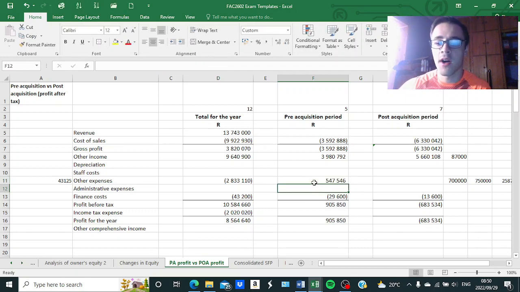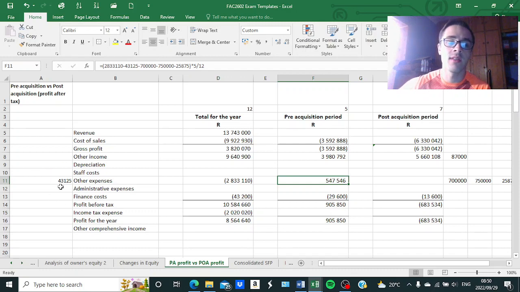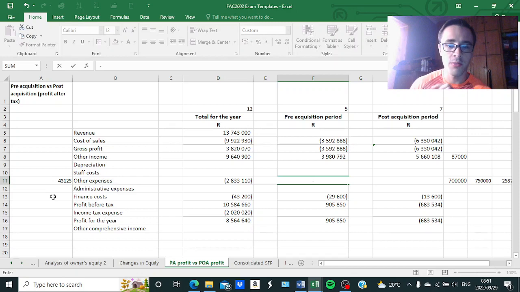Then you get an answer of 547,546. Okay, but remember that we still need to add back the 43,125 because that must be included in the pre-acquisition period. We have just removed it in order to calculate the amount that can be split evenly. So we will take the amount of 547,546, which excludes the 43,125, and we need to add back the 43,125, which must be included in the pre-acquisition period in full. So the total amount for the pre-acquisition period for other expenses would be 590,671.